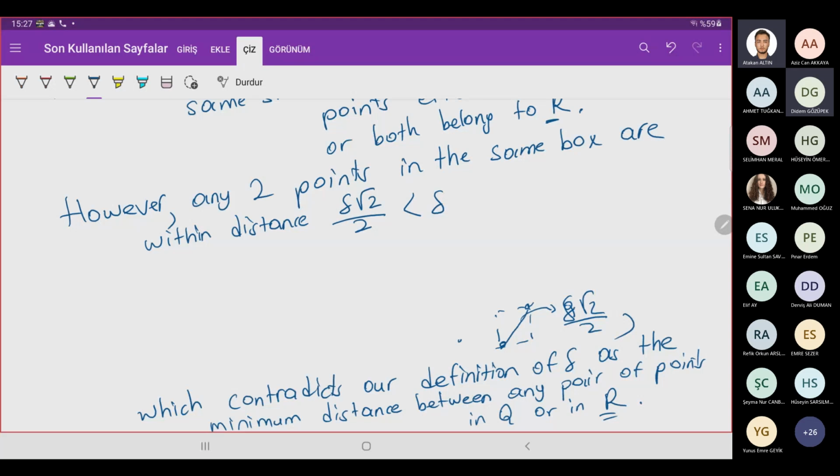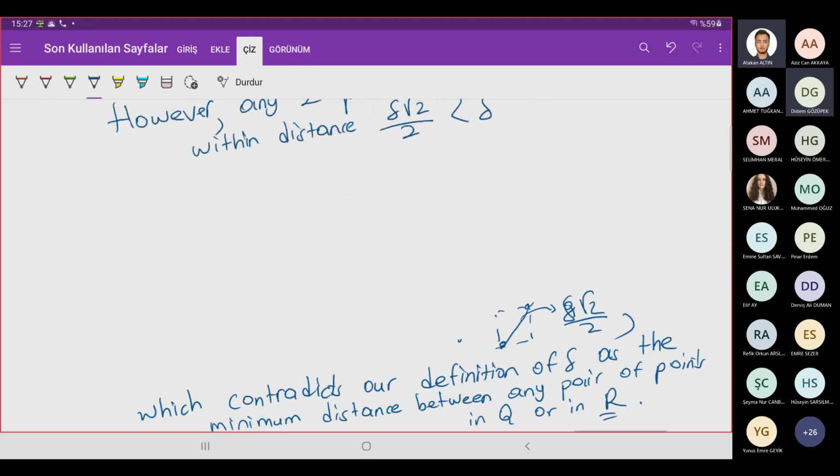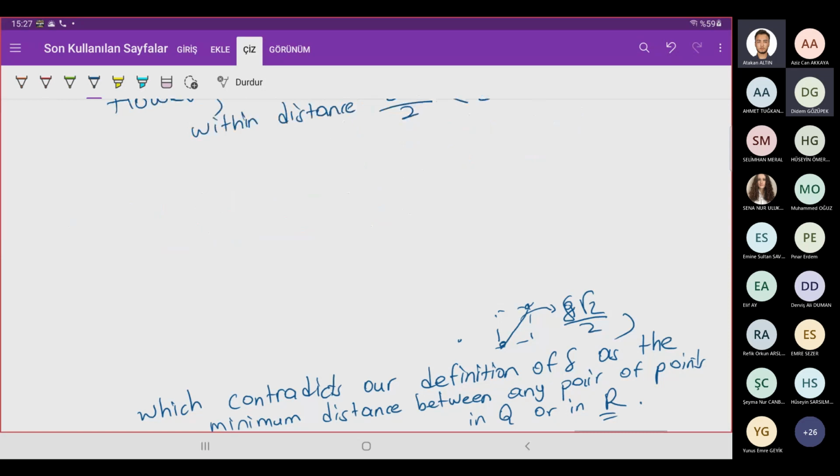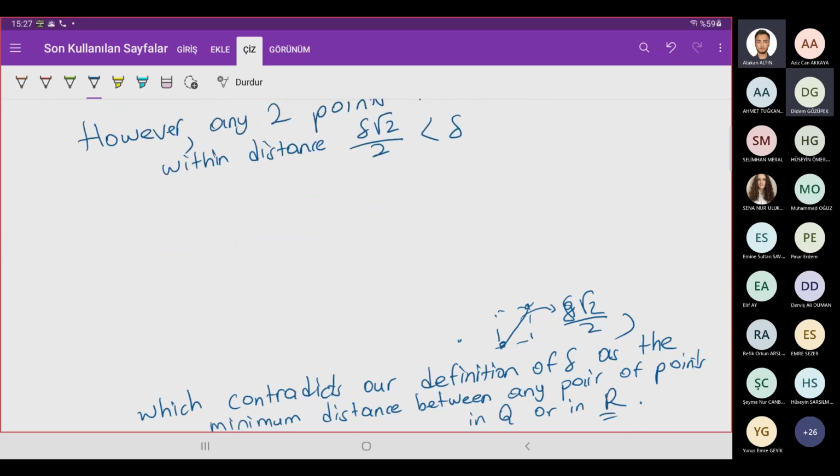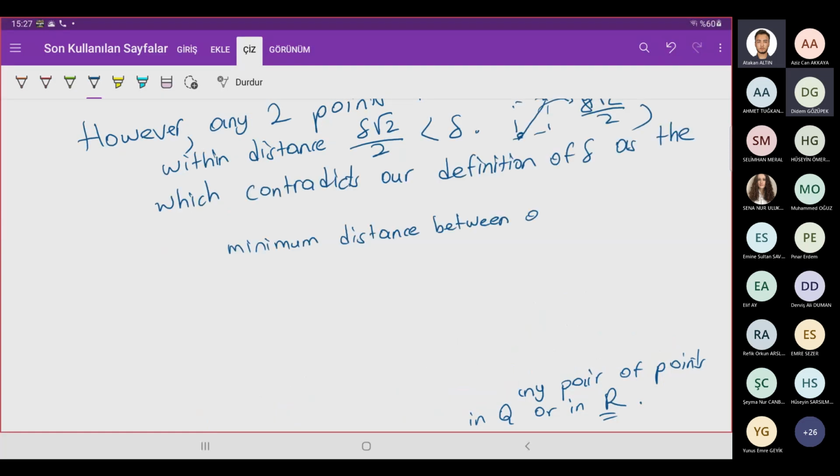So thus, each box contains at most 1 point of S. Sorry, you can write it down or we can continue tomorrow. So it means that each box contains at most 1 point. Thus, each box contains at most 1 point of S.